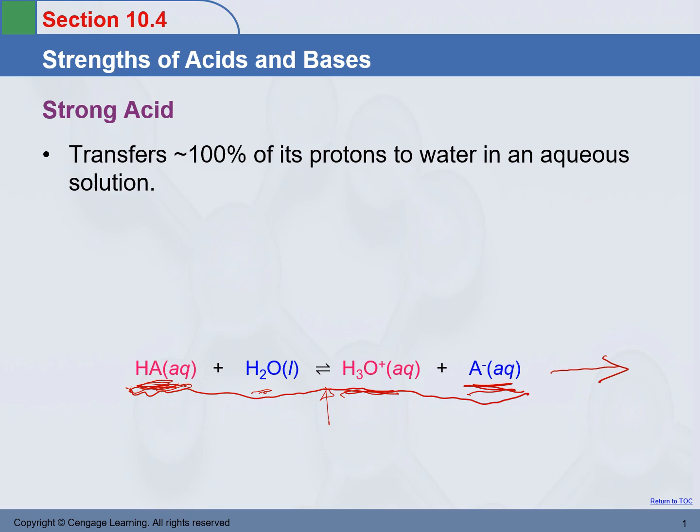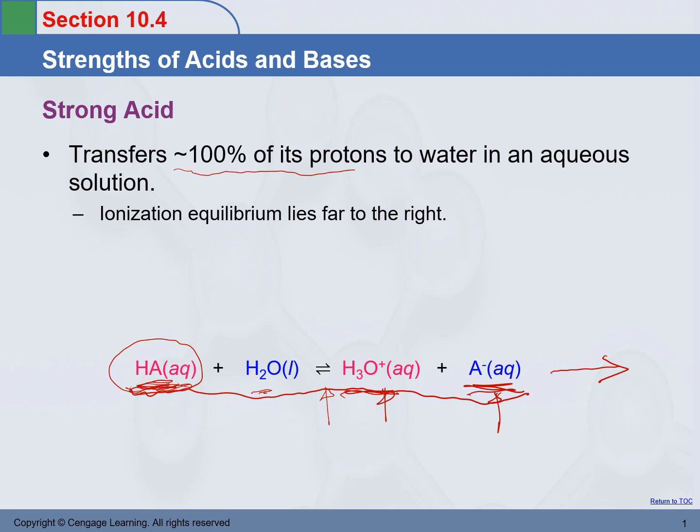Number two, it also means that if you dissolve a strong acid in water, the molecules of the acid will totally ionize into ions. There are no molecules in a strong acid solution. All the molecules will be ionized into ions. That's why it says that it donates close to 100% of its protons.